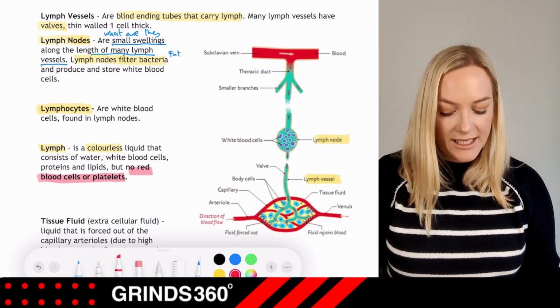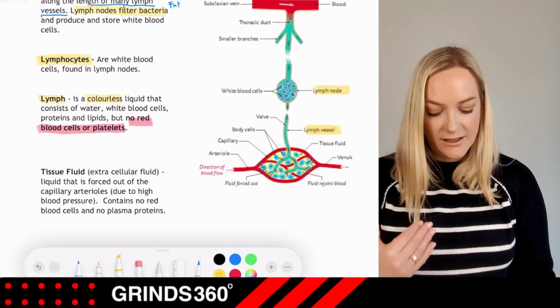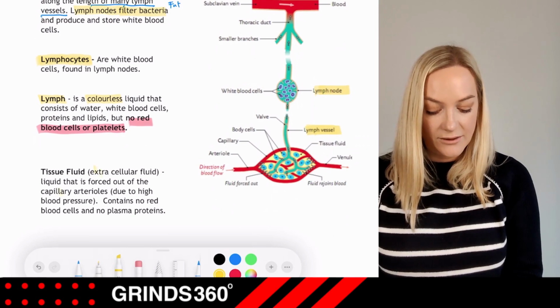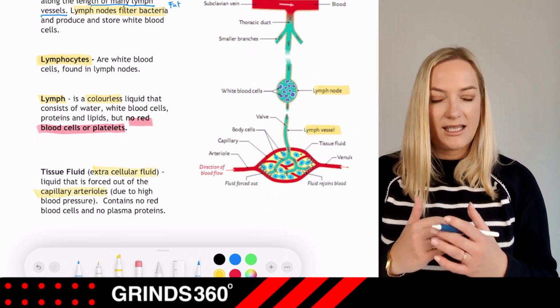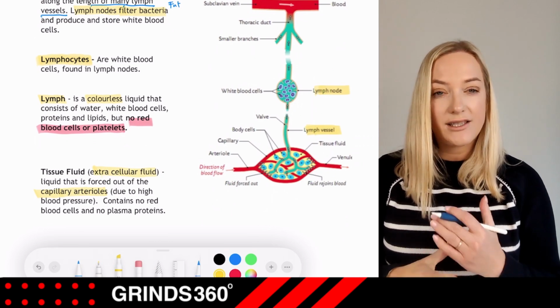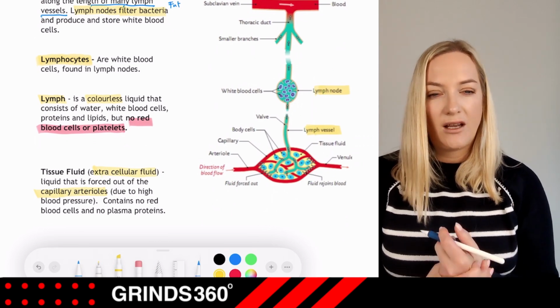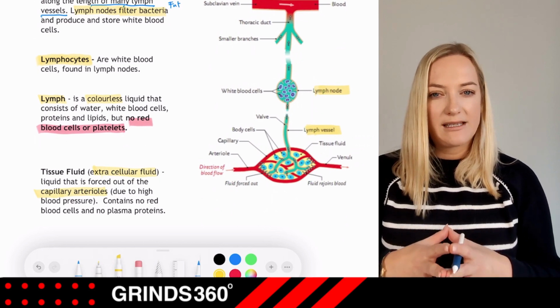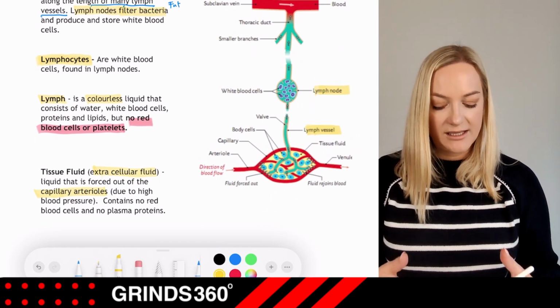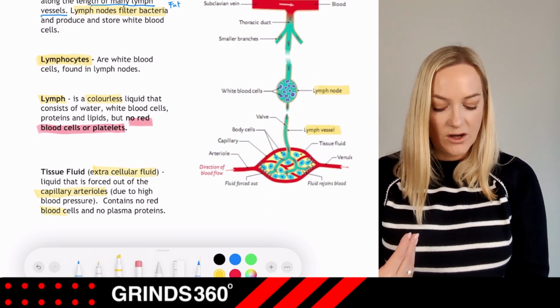Now, the tissue fluid. This tissue fluid is known as extracellular fluid. It's a liquid that's going to be forced out of the capillaries at the arterial end, and that's due to high pressure. Red blood cells will not be forced out, so they will stay there. So there are going to be no red blood cells.